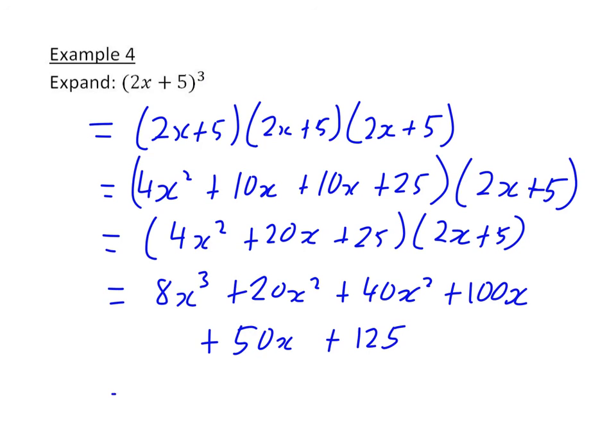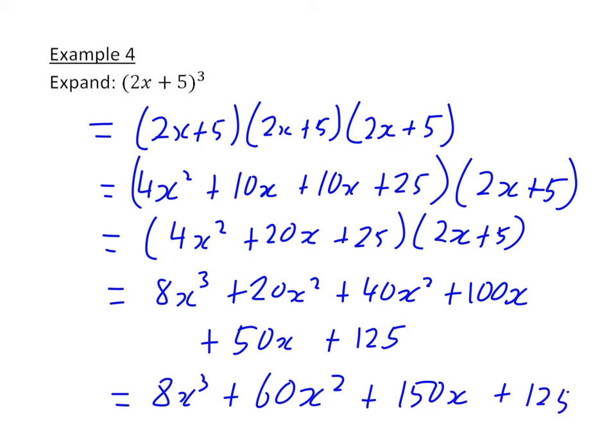And we have a little bit that we can simplify there. There's only one x cubed term, so it stays as it is. We can add those two x squared terms, 20 and 40. And we've got two x terms, linear terms, 150x, and then our constant. So there's our final answer.